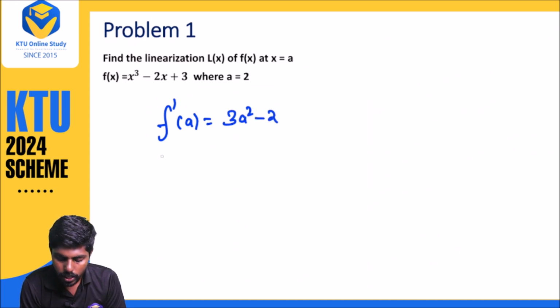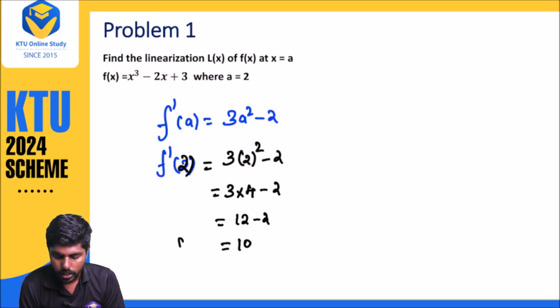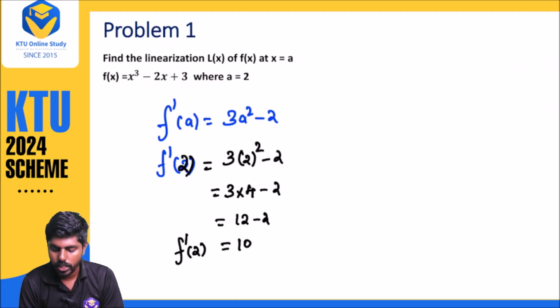So now what is a? We know a is equal to 2. So what will happen? 3 into 2 the whole square minus 2. 2 square is 4, so 3 into 4 minus 2. You will be getting 12 minus 2, which is nothing but 10. That is, f dash of 2 is equal to 10 we are getting.